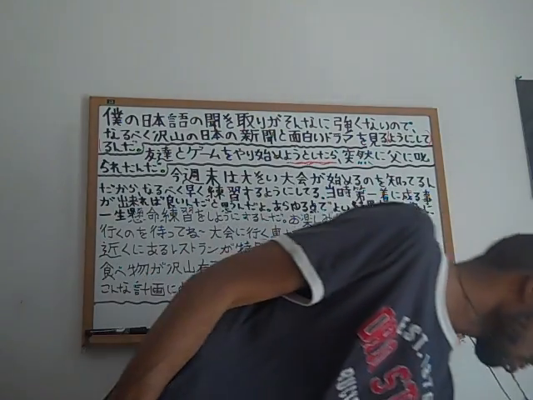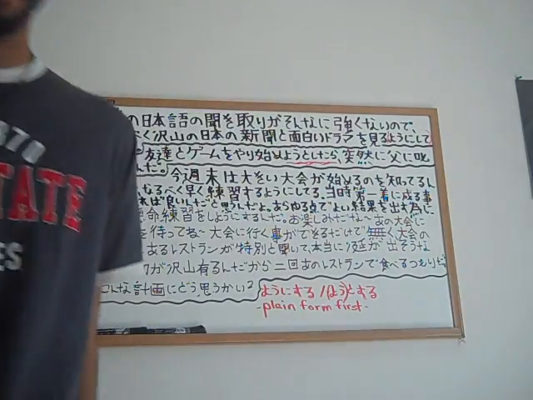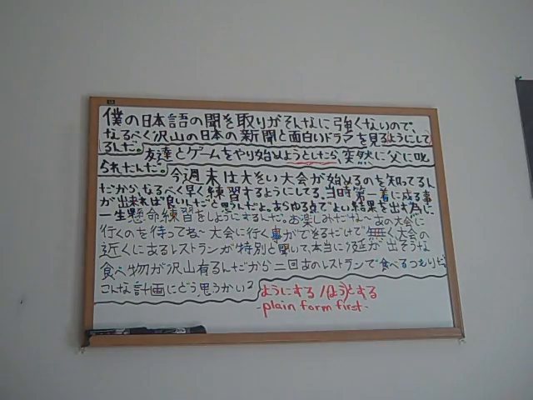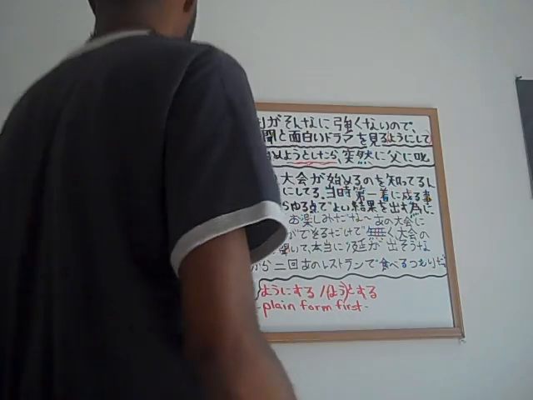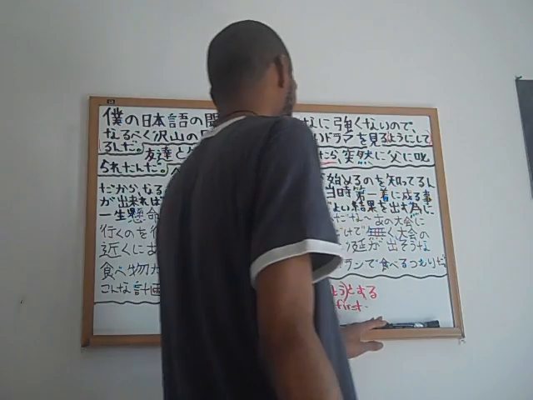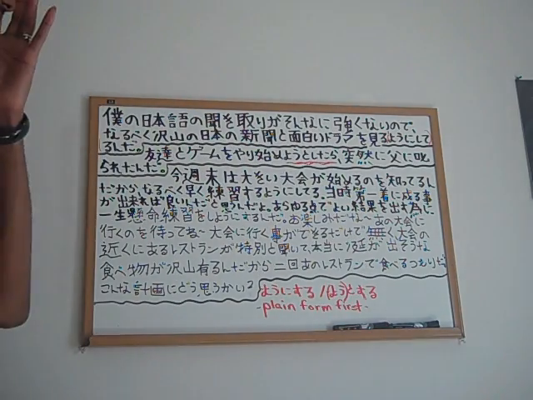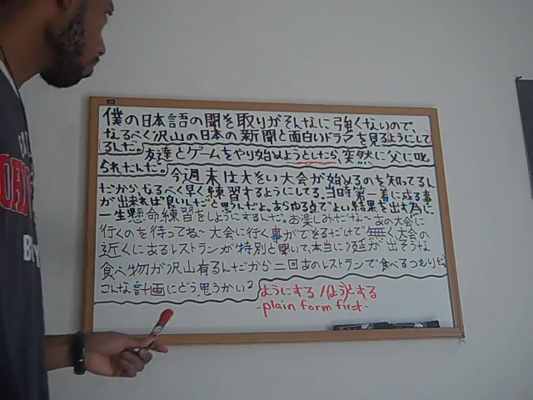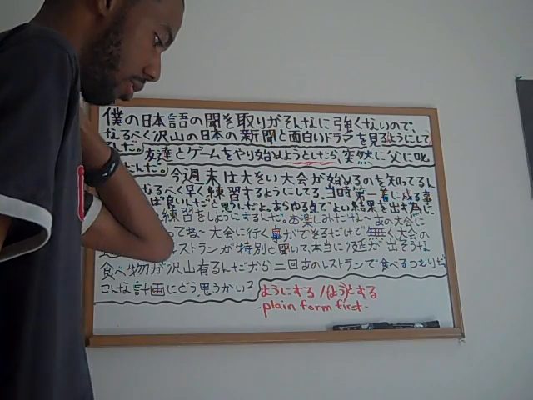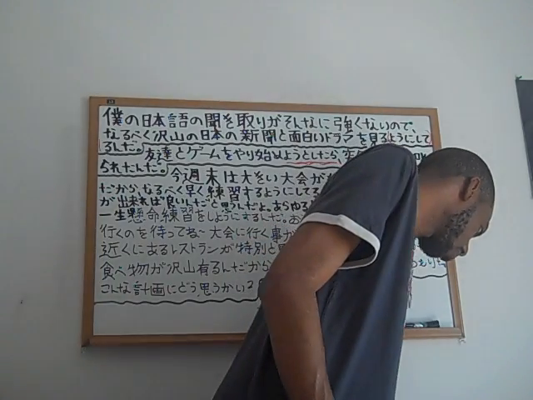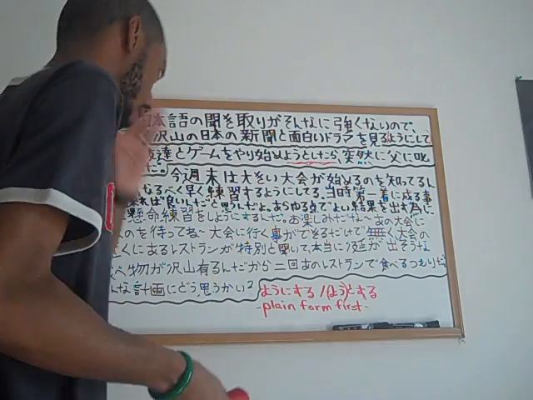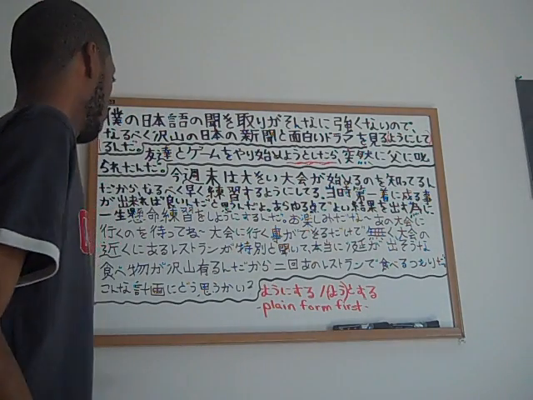So, let me see here. Okay, we got 14 minutes. Now, last part. I'm going to read this. This is our little special dialogue here, and I'm going to break it down for you. Okay? So those are just example sentences, just to show you guys how to use those constructions. Okay? So, here we go.